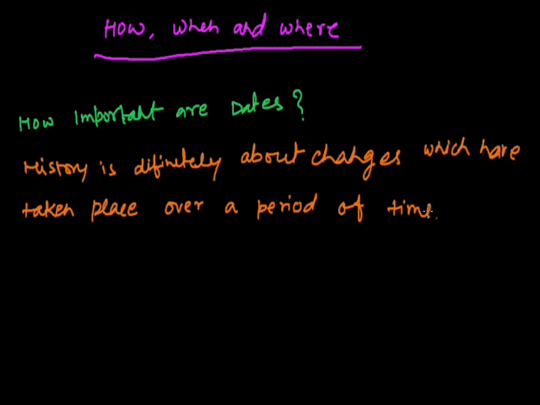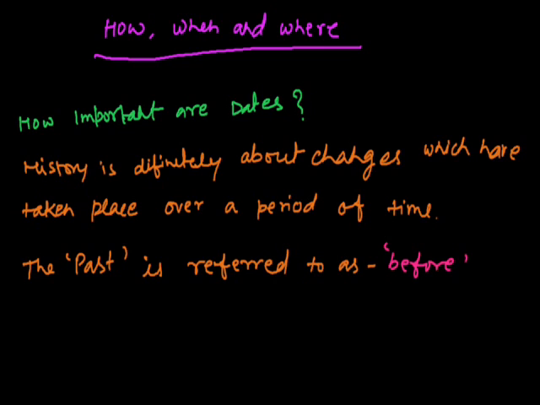So, history is definitely about changes which have taken place over a period of time. It identifies how things were in the past and how they have changed in the present. So, the past is referred to as before, and the present is referred to as after.